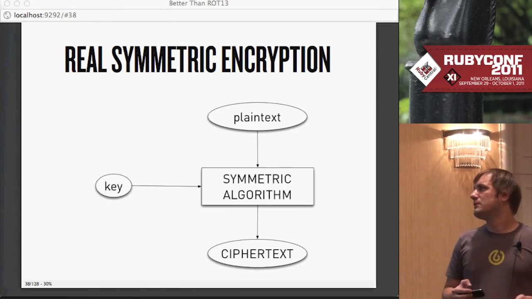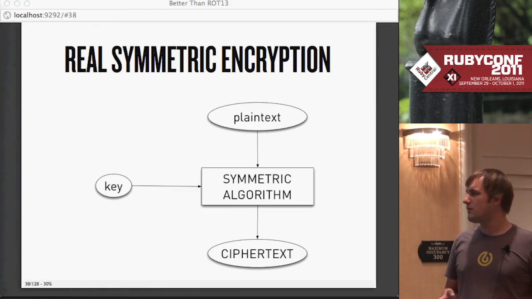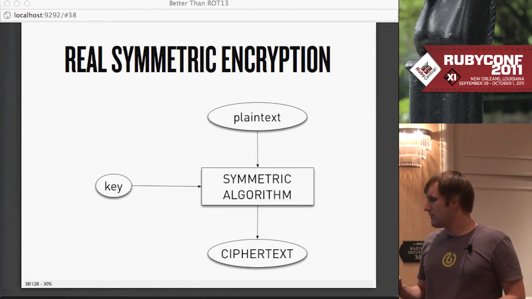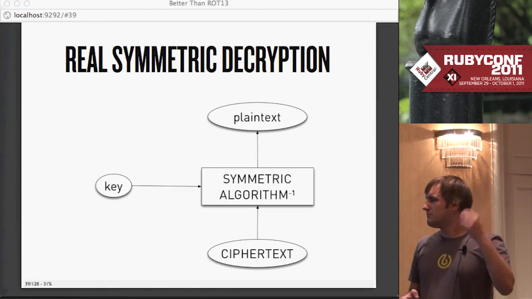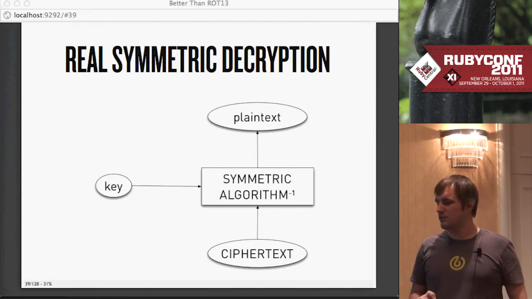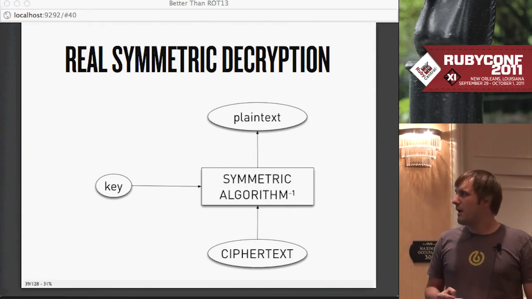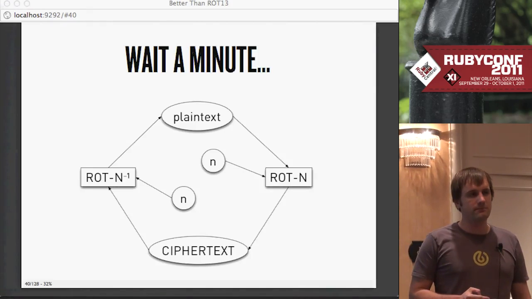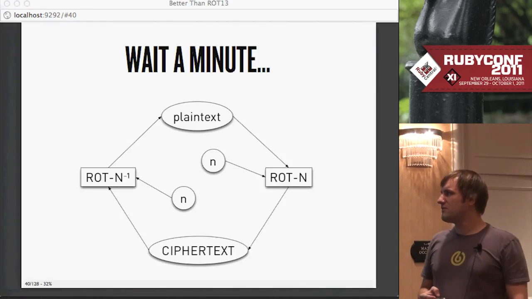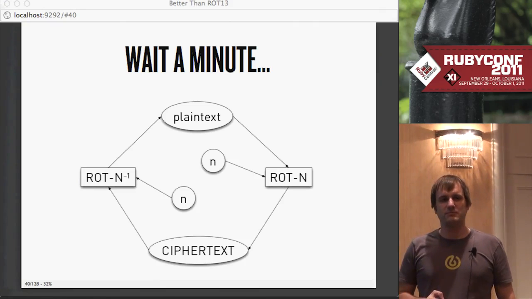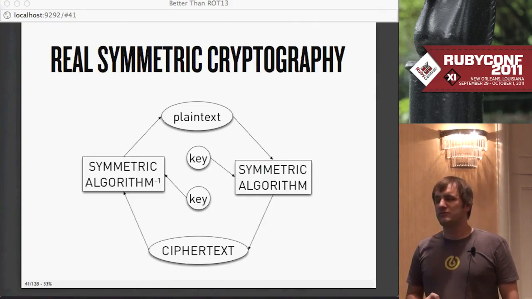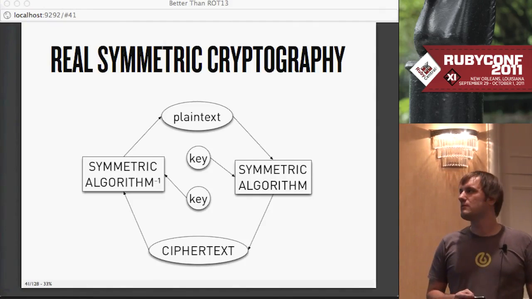So this is the algorithm. You get plain text, you put it through a symmetric algorithm with a key, and you get ciphertext. The inverse is pretty basic as well. Flip the arrows, use the inverse of the symmetric algorithm, and this looks awfully familiar. The only difference is that ROT13 is very simple, and your typical symmetric algorithm is not.